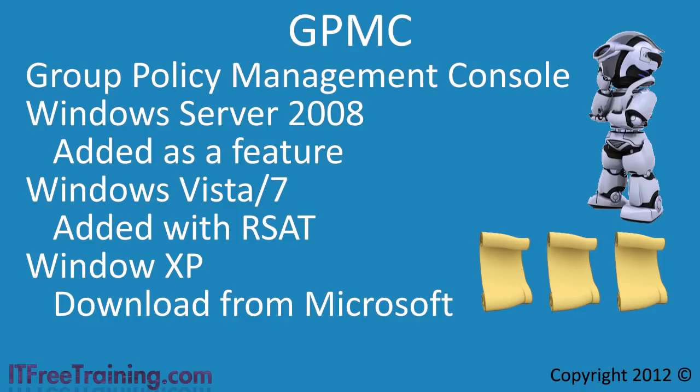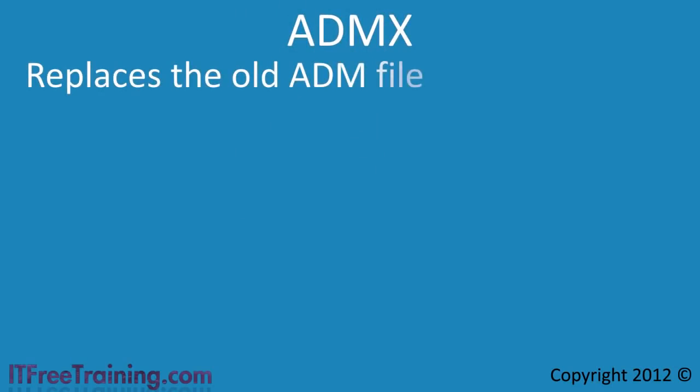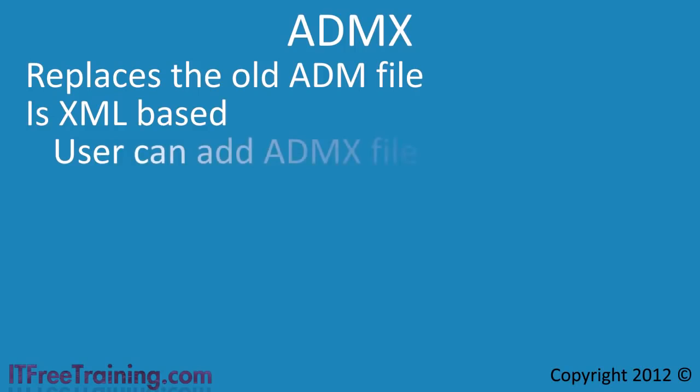As we learned in a previous video from this series, one of the new features added with Windows Server 2008 is the ability to use an ADMX file with group policy. An ADMX file replaces the old ADM file format used to define the administrative templates part of group policy. It is an XML-based format, making it easier to work with. Being an XML file means that a user can add their own ADMX files to group policy. This is possible with ADM, but not as easy.